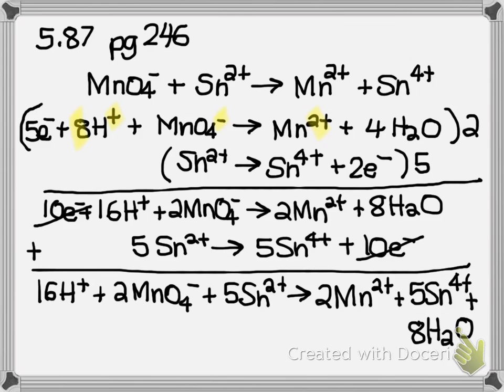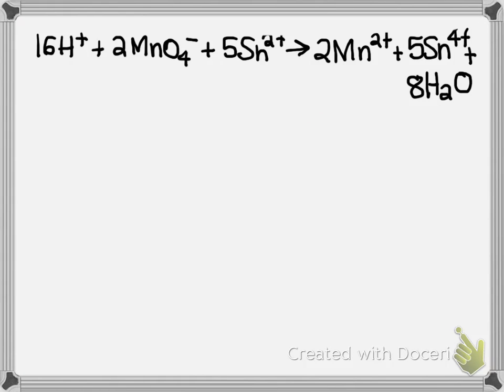And so now let's take a look at letter B. For the second part of this problem, we have to use our balanced reaction. So here I have it written at the top of this page, and we have to answer how many milliliters of the potassium permanganate solution are needed to completely react with 40 milliliters of the Sn(2+) chloride.